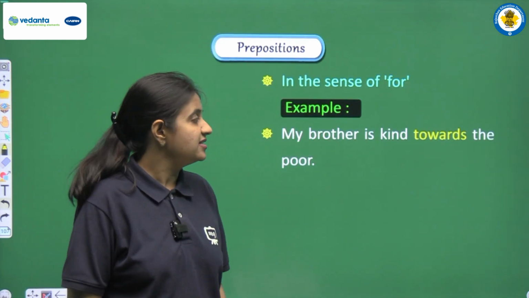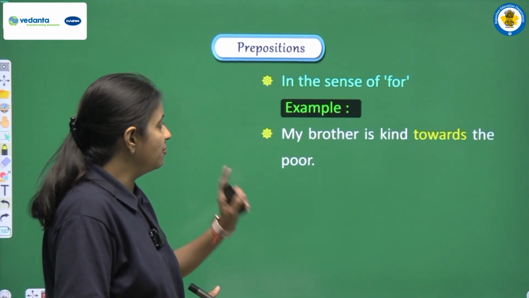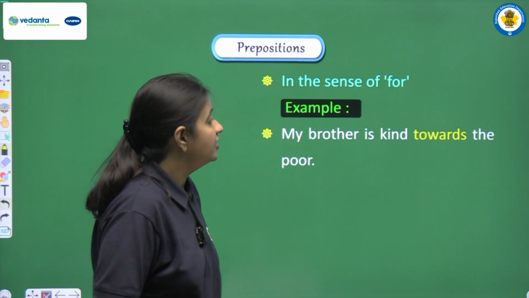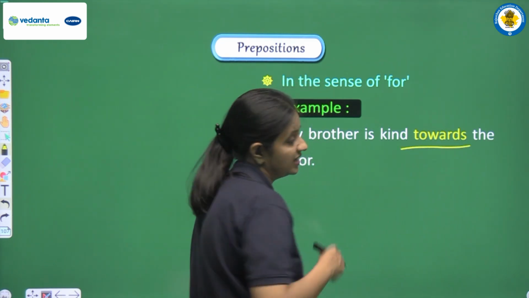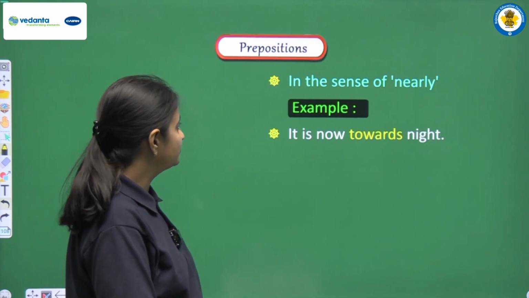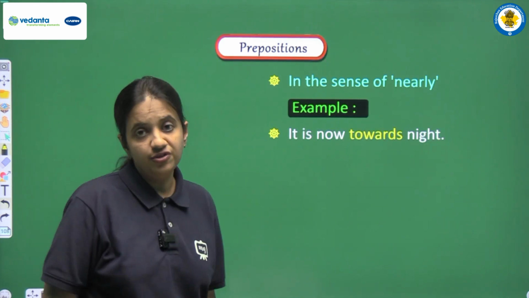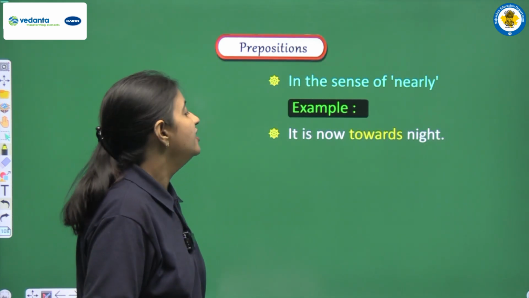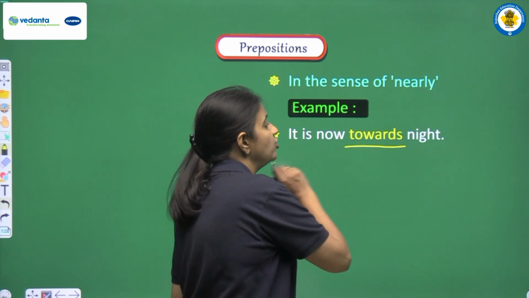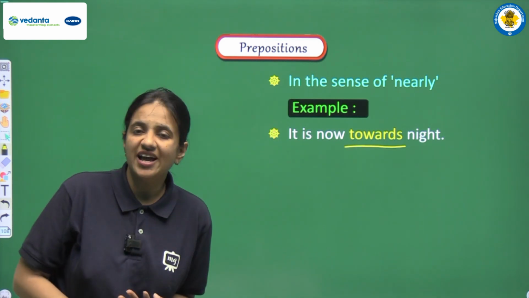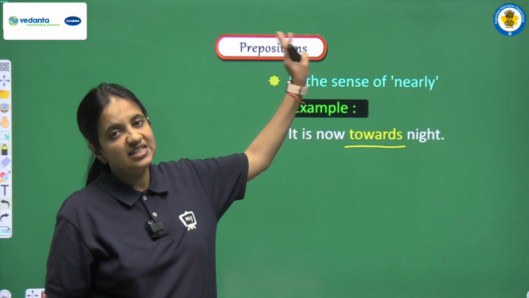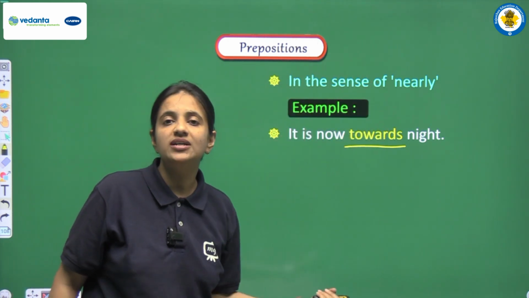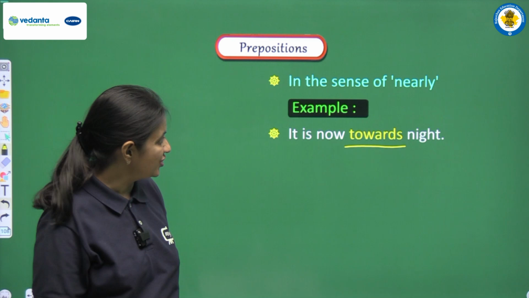Next, in the sense of for. Let's see the example. My brother is kind towards the poor. So we are trying to say that my brother is kind to, we can say, for the poor. In the sense of nearly, let's see the example. It is now towards night, or we can say it is now almost night, it is now nearly night. So in this manner also, to indicate these meanings also, we can use towards in a sentence as a preposition.